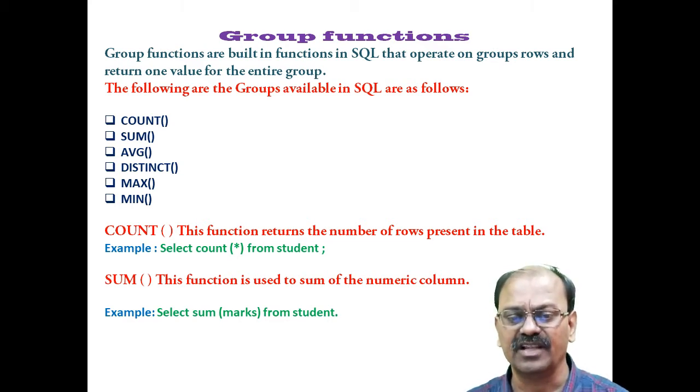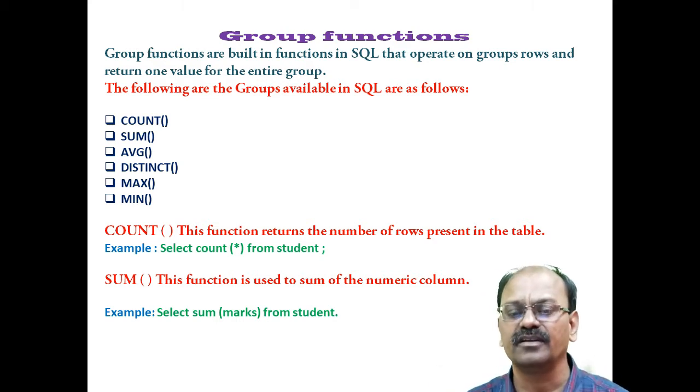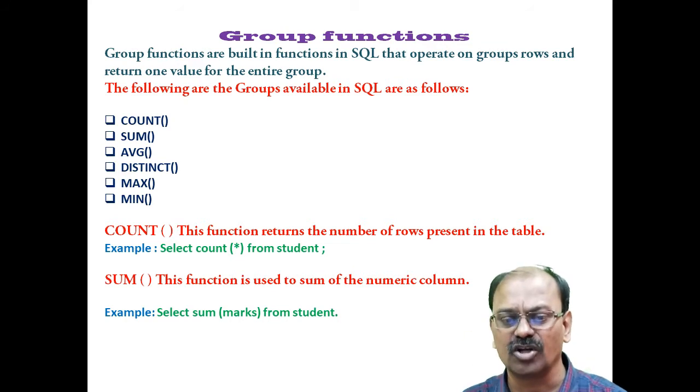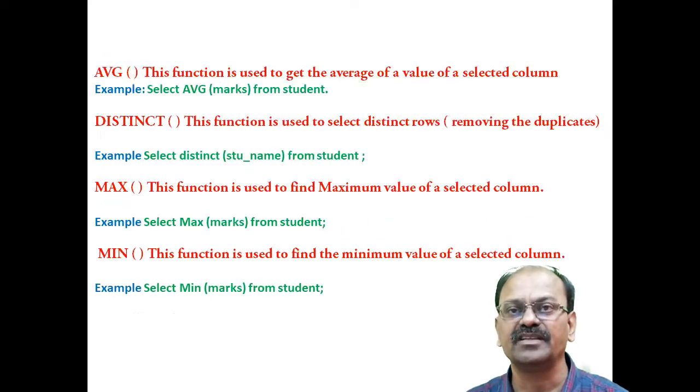Next we have the average function. The average function is used to get the average of the values of a selected column. For example, the average of 10, 20, 30: 10 plus 20 plus 30 is 60, divided by 3, the average is 20. In the same way, it will give the average of that particular column.